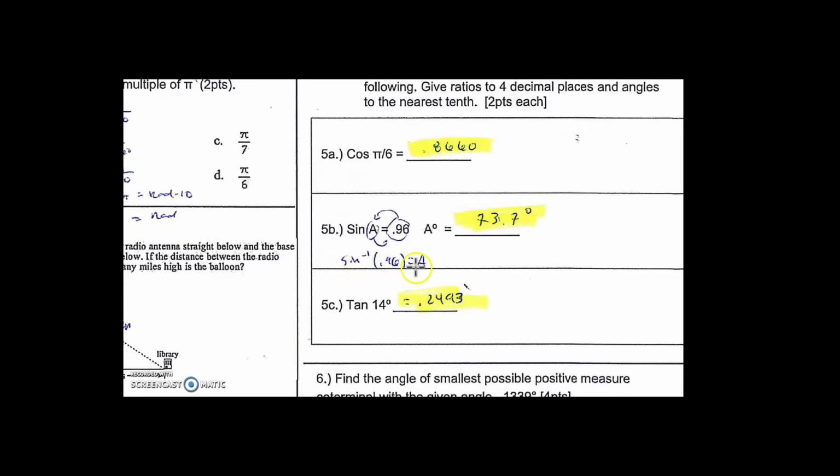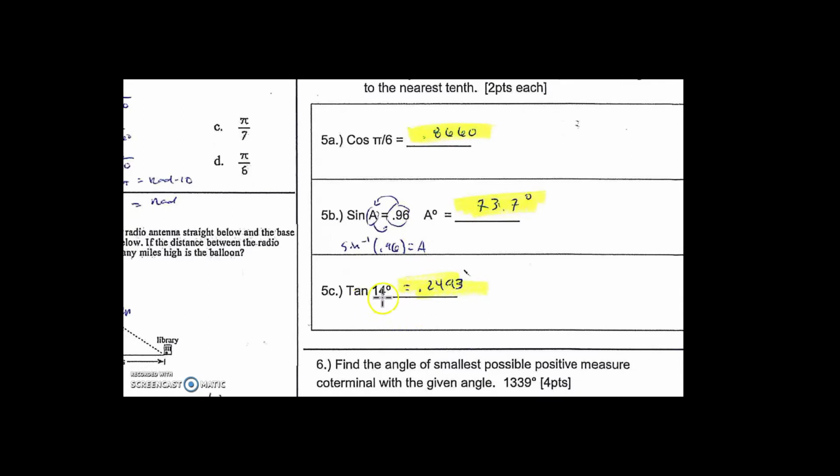There's my calculator ready equation. And angles to the nearest tenth, so you got a point marked off if you didn't round there correctly. Put it in your calculator. There's your calculator ready equation. Get measures in degree mode, and you get 73.7 degrees. So sine of 73.7 degrees equals 0.96, which is the ratio.